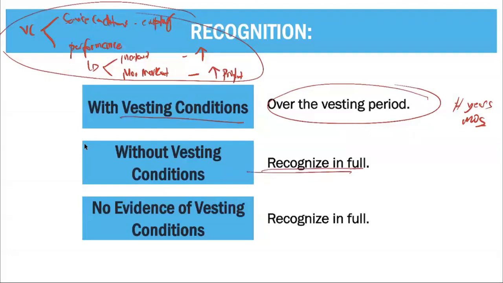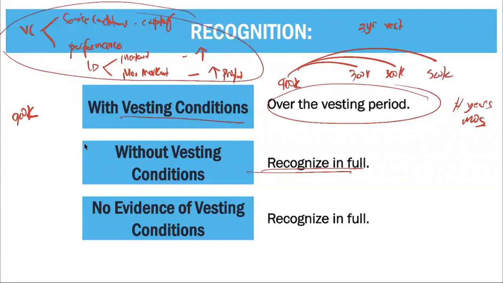Here in your vesting condition, let's say the total amount is 900,000, you will recognize it over the vesting period. For example, we have a 3-year vesting period. If our total value is 900,000, you recognize it over the 3-year vesting period: 300, 300, 300. That's how the with vesting condition works. But if it is without vesting conditions, you will recognize it in full. So if the value is 900,000, we will recognize 900,000 in full.